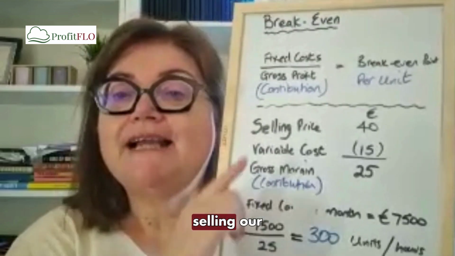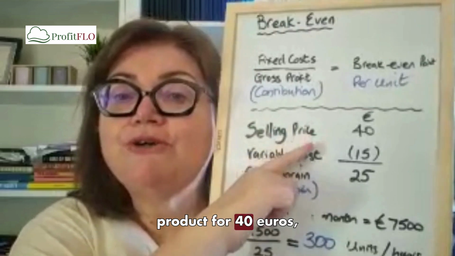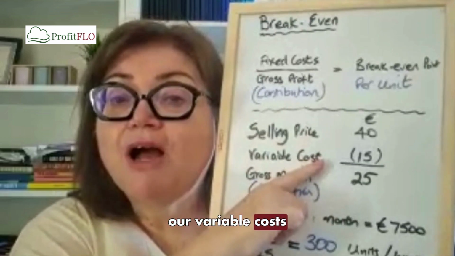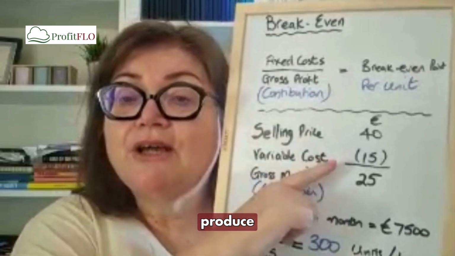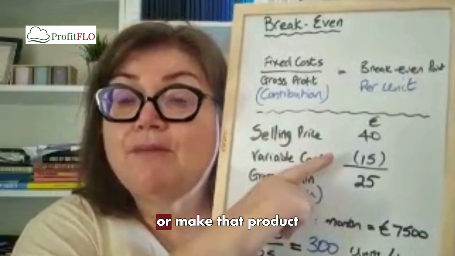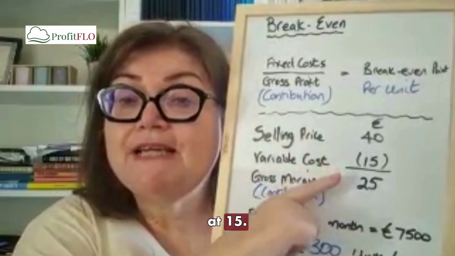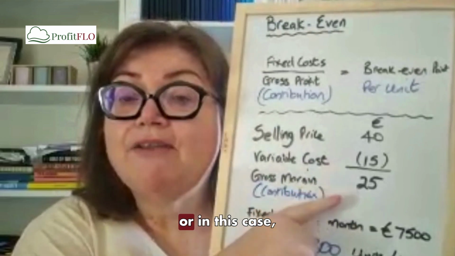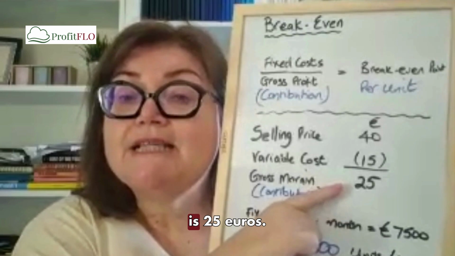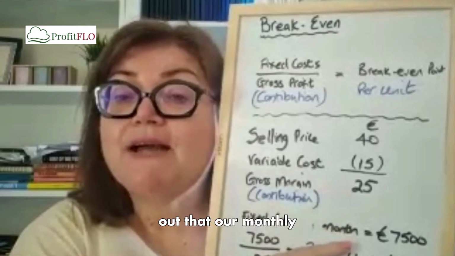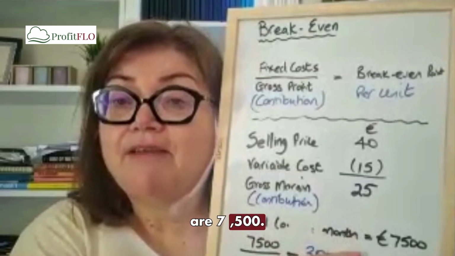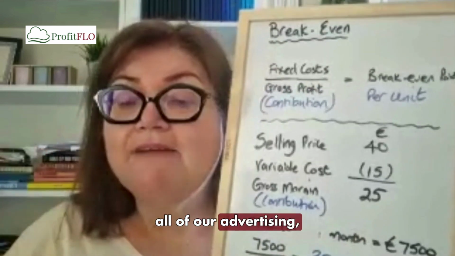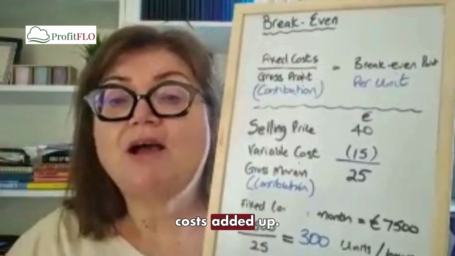So if we are selling our product for 40 euros, we've covered our variable costs because we're bringing those in per unit at 15 euros. It costs us to produce or make that product 15. So our gross profit, or in this case, we call it a contribution, is 25 euros. And then we have worked out that our monthly overheads, our monthly expenses are 7,500. That's for our rent, all of our advertising, all of our different costs added up.